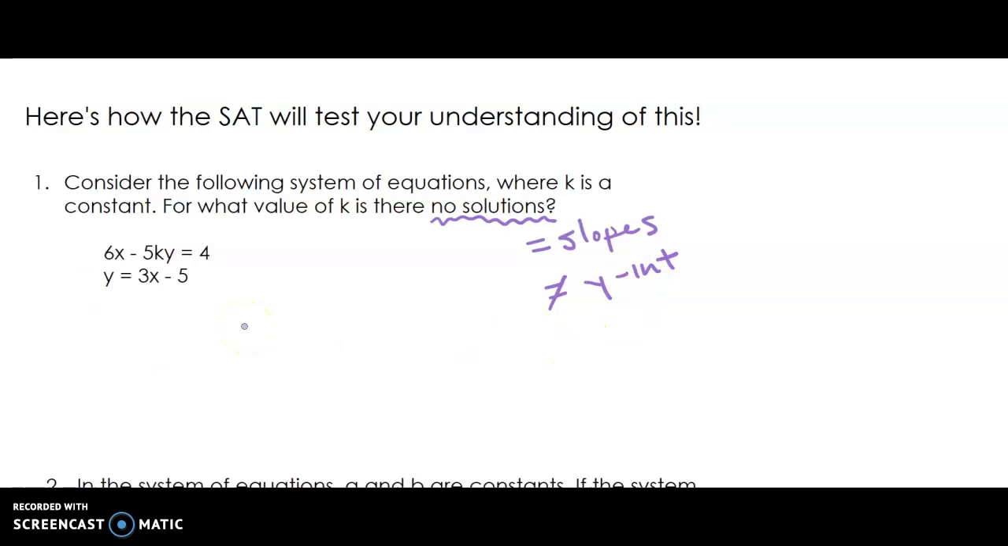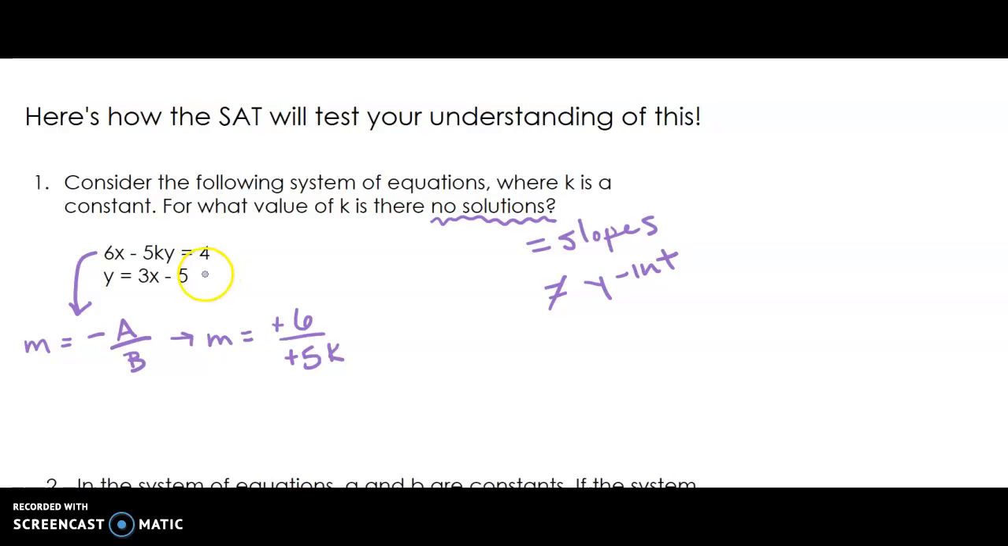Their first equation is written in standard form. We just talked about on Tuesday that there's a special way for us to find the slope of our line if it's in standard form. And yes, the slope of our line in standard form is negative a over b, and for this specific equation, we get 6 over 5k.